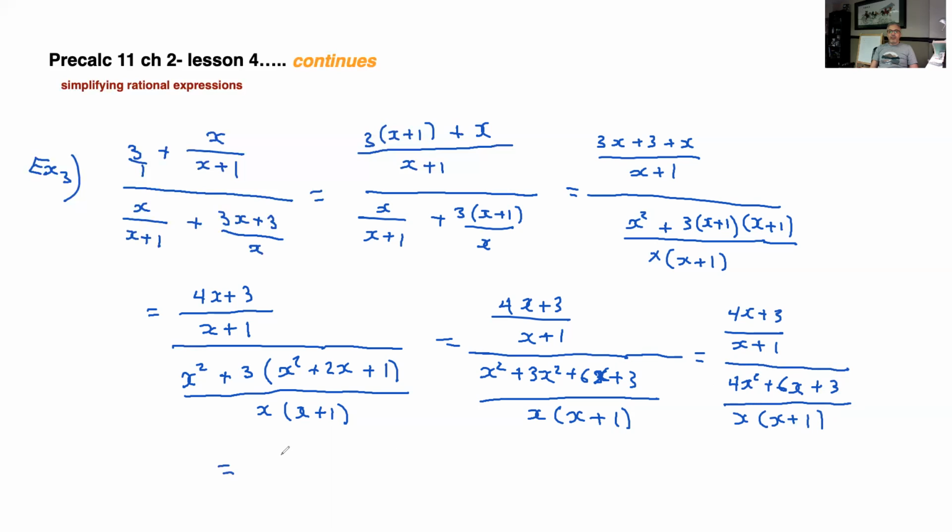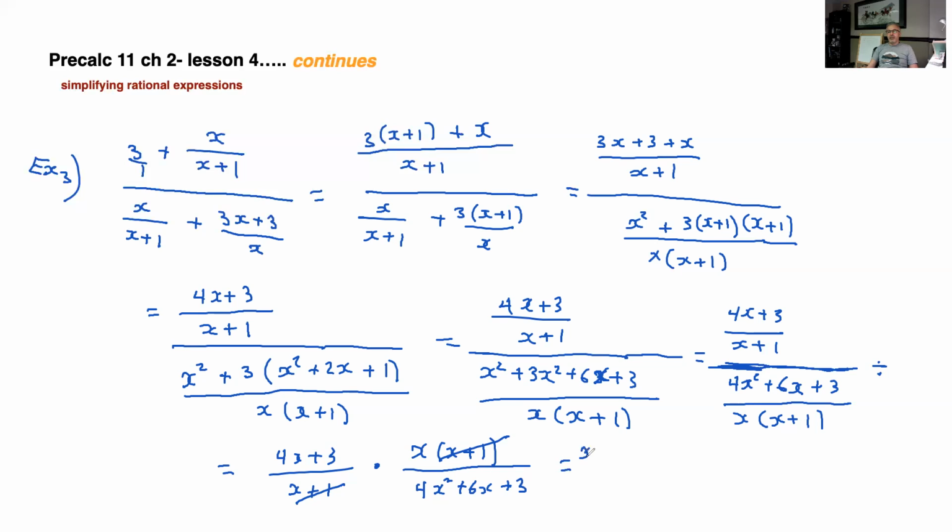which equals 4x plus 3 over x plus 1 times, see, this is your main fraction, and as I said, it means division, so this is your division statement right there. If we change it to multiplication, we just have to flip the divisor, so we get x plus 1 and 4x squared plus 6x plus 3 on the bottom. The x plus 1 would cancel with the x plus 1, and I'm left with this times this.